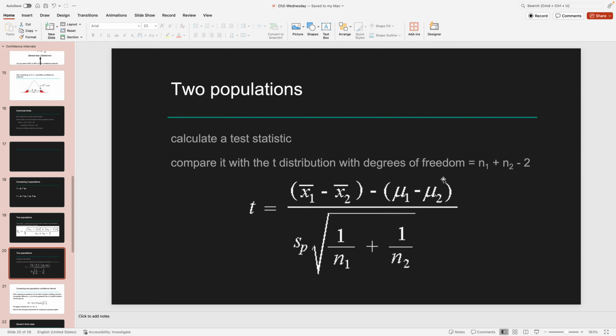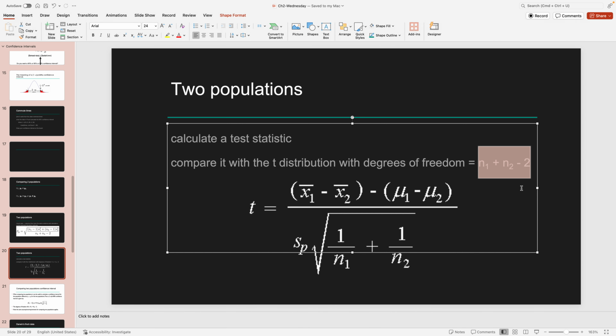Okay, this t-distribution will have degrees of freedom given by this.